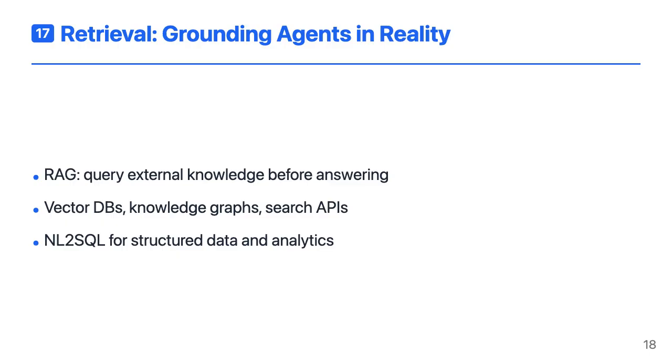One of the most important tool categories is retrieval. Retrieval Augmented Generation, or RAG, gives the agent a way to look things up before it speaks. It might query a vector database of internal documents, a knowledge graph, or a web search API. For structured data, natural language to SQL tools let the agent turn a question into a database query, run it, and then explain the result. By grounding its answers in retrieved facts, the agent dramatically reduces hallucinations and becomes much more trustworthy for enterprise use.